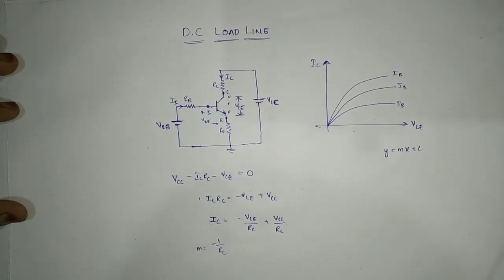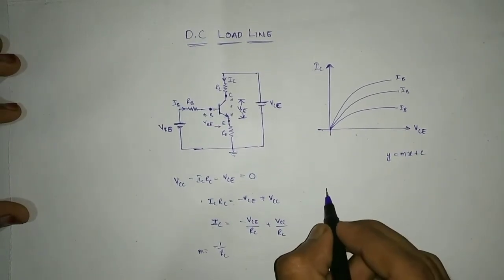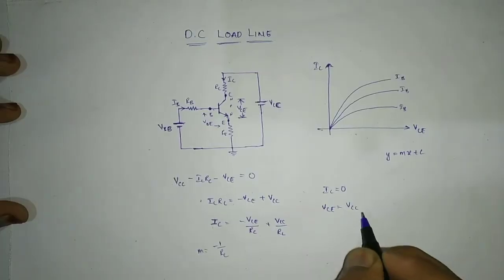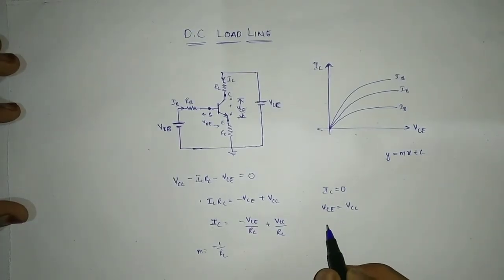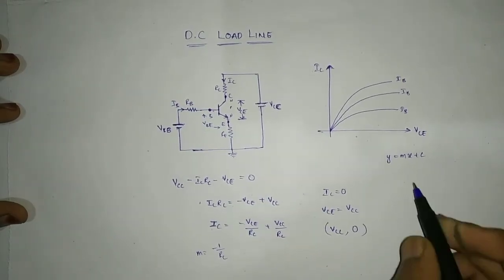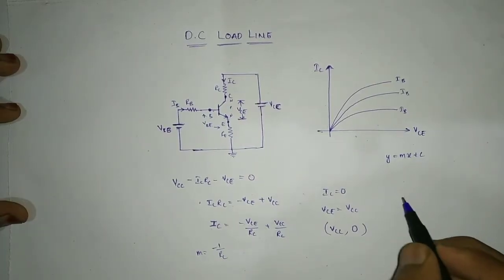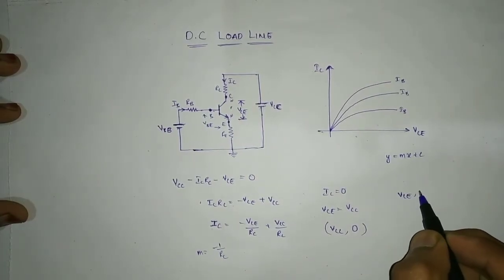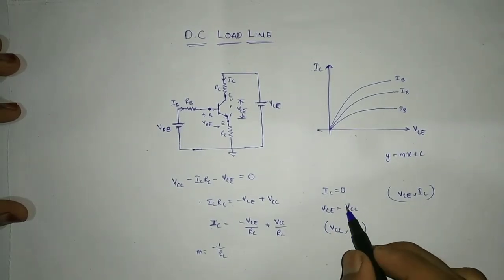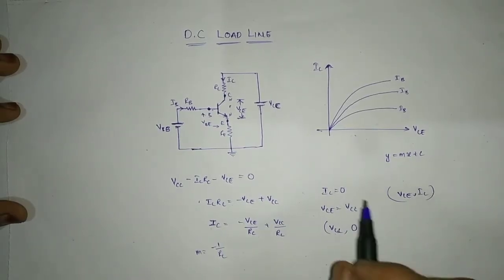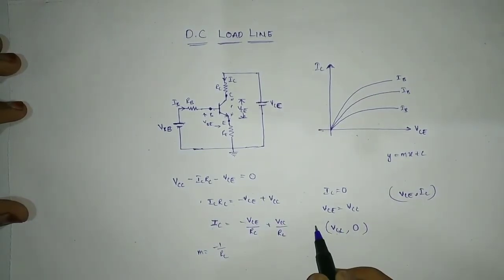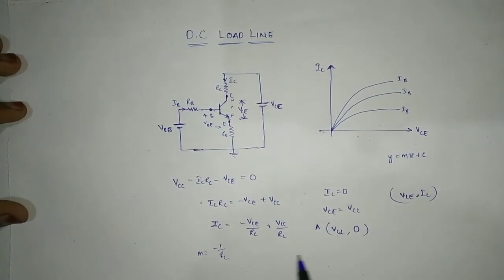We can find the 2 extreme points from this equation. If IC is equal to 0, then VCE is equal to VCC. We have got one point, that is VCC comma 0. That is, we have to form the 2 points in the form of VCE comma IC. VCE is equal to VCC and IC is equal to 0. This VCC is nothing but the biasing voltage. Let us name this point as A.